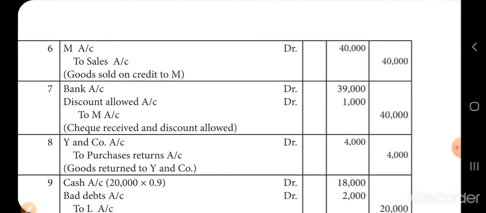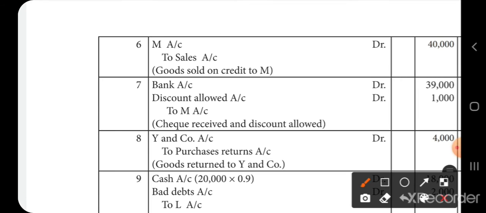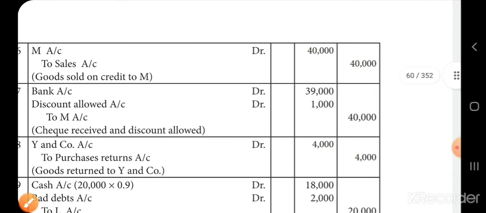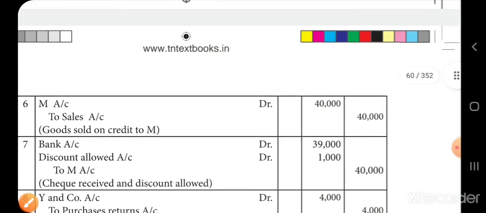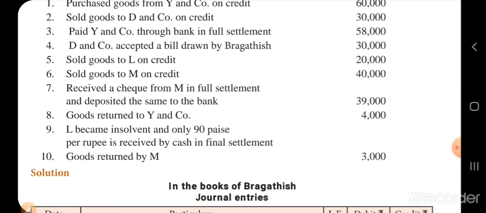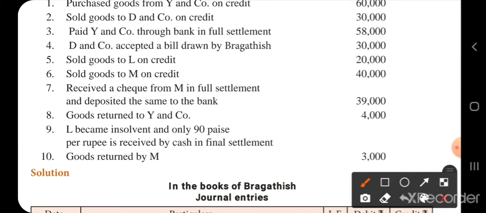Bank account 39,000, discount allowed 1,000 and M's account 40,000. Okay. The next transaction, goods returned to YN Company. Now, who is this YN Company? See here, you have purchased goods from YN Company. Now Bragadish is returning the goods to YN Company worth rupees 4,000.